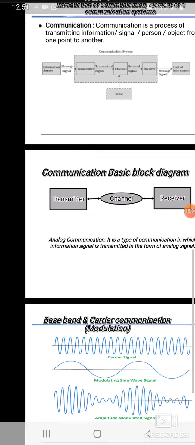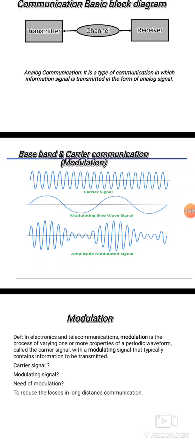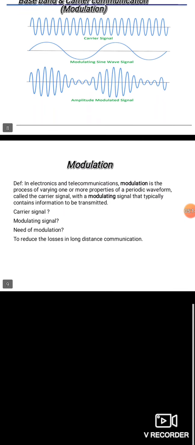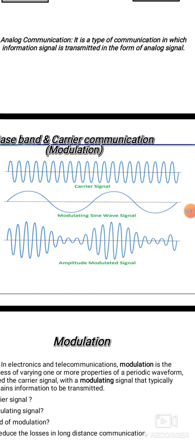So now, briefly, we will discuss the concept of modulation. Related to modulation, there are these two points: baseband and carrier communication. But before going to that, let us first understand the concept of modulation, or the need for modulation. To understand it, I am giving you a very simple example. But before that, just understand that modulation requires two signals: the modulating signal and the carrier signal.